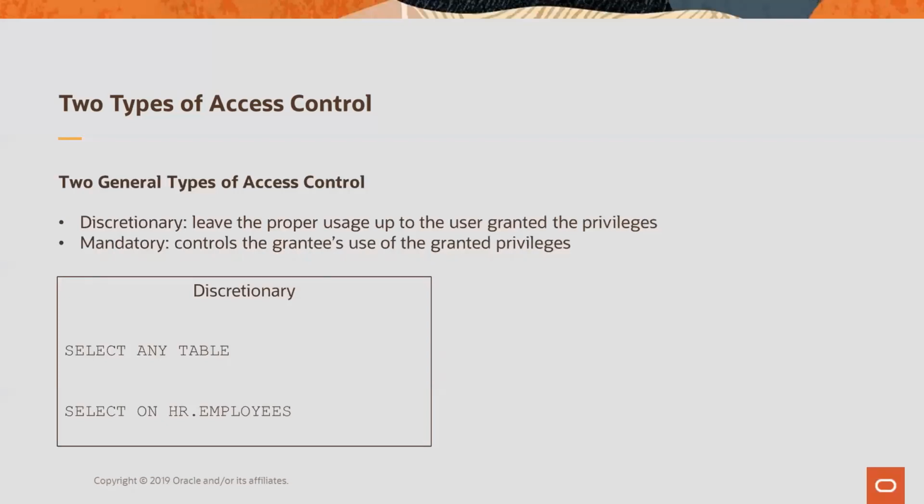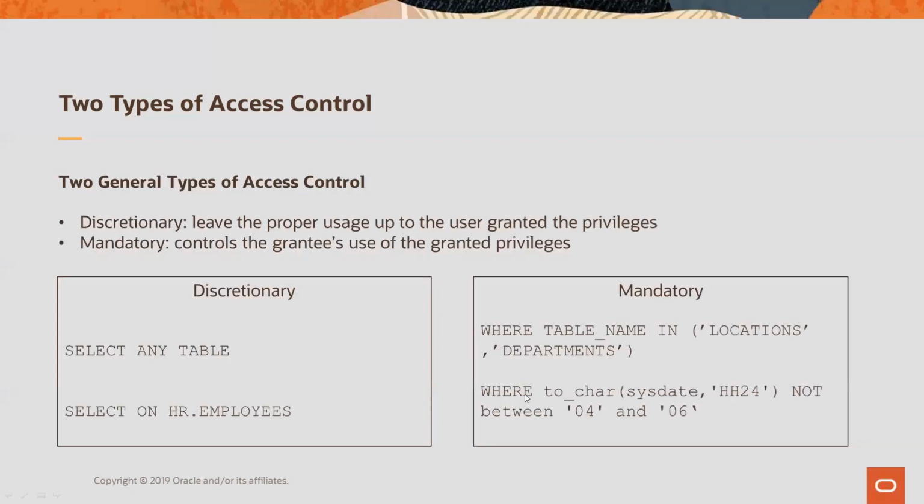Database Vault is a mandatory access control system, meaning even if you've been granted select any table, I can put restrictions on which tables you can use this privilege on. So, for example, instead of you getting select any table, maybe I apply something where I say where the table is in locations or departments. This is pseudocode, not real code. I'm just trying to explain what Database Vault could do for you. We want to make sure you're only using it for these tables, or where not in employees.